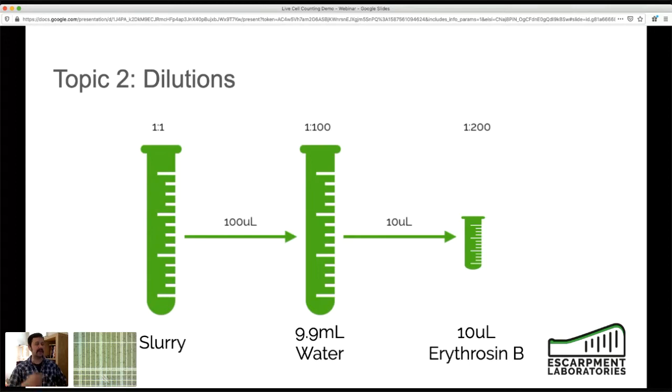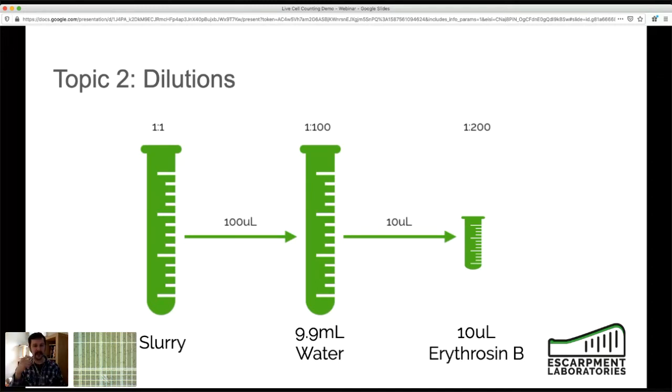All right, so here's just an example of what a dilution would look like. We have a 1 in 1 dilution, which is our slurry. We take 100 microliters of that and then add that to 9.9 milliliters of water. So that's 0.1 milliliters divided by 0.1 milliliters plus 9.9 milliliters. That gives us a dilution ratio of 1 in 100.